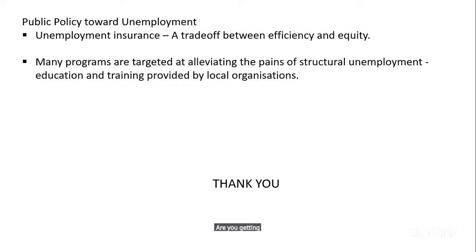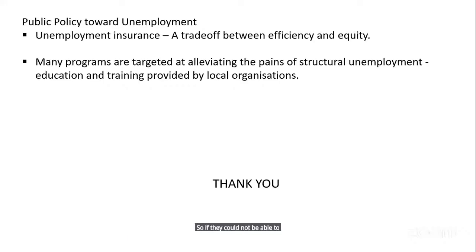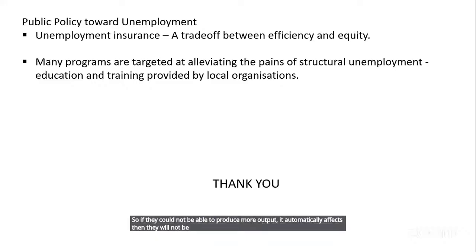Next is the reduction of the power of trade unions. If the excessive power of trade unions is cut down, because trade unions did not speak for all the people, as a result of trade unions, some of the investors and manufacturing companies lay off some of their workers, and they could not produce more output. So if they could not produce more output, it automatically affects prices. Then they will be selling the remaining output that has been produced at a higher price.